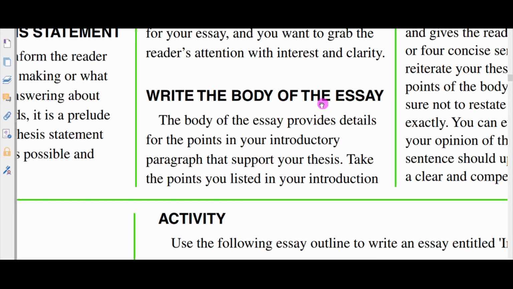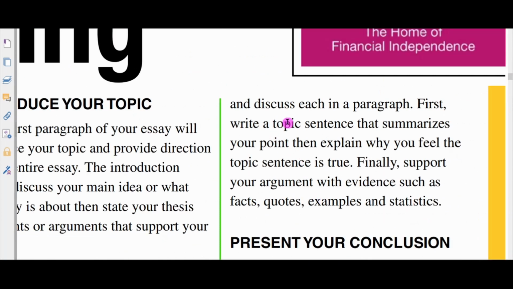Then you write the body of the essay. The body of the essay provides details for the points in your introductory paragraph that support your thesis. Take the points you listed in your introduction and discuss each in a paragraph. First, write a topic sentence that summarizes your point, then explain why you feel the topic sentence is true. Finally, support your argument with evidence such as facts, quotes, examples, and statistics.